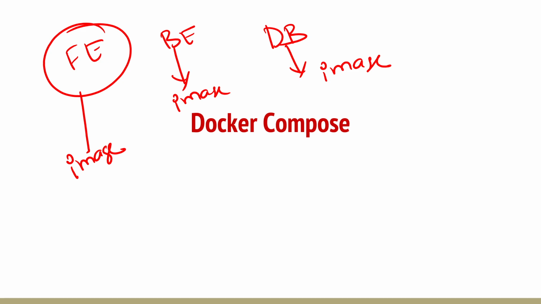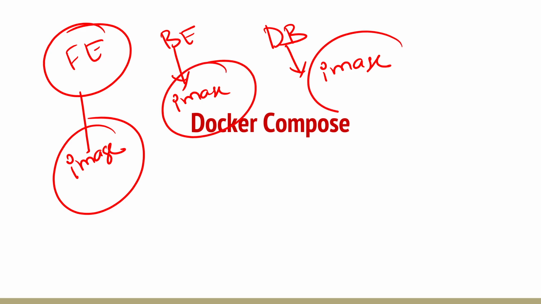Now in my Docker file I have to write some instructions. To create an image for the front end, I have to write one Docker file, for this another Docker file, for this another Docker file. Instead of writing multiple Docker files or multiple commands to create the images for three different components of the application, we can use Docker Compose.